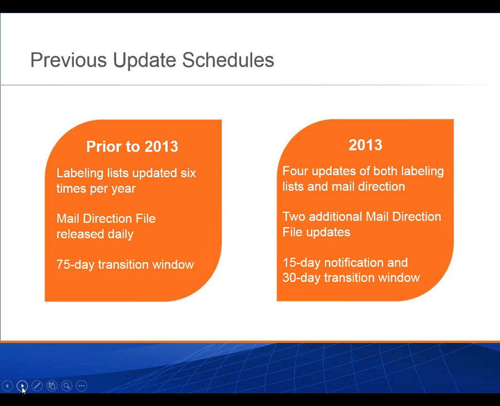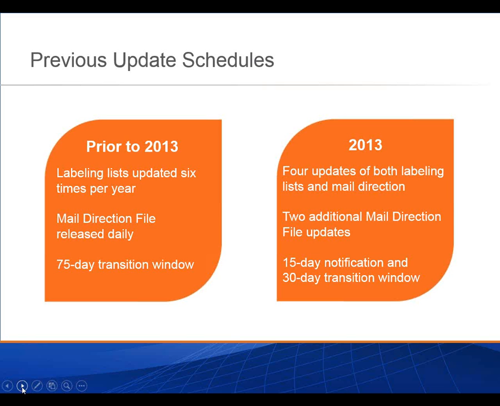Also going on at that same time, if we looked at the mail direction file, that file was actually being updated on a daily basis. So there was a lot of churn going on, and that was generating a lot of questions in the industry of, well, which one's the right one? And you would essentially have your mail direction file of the day. And so there was a lot of churn going on with that.